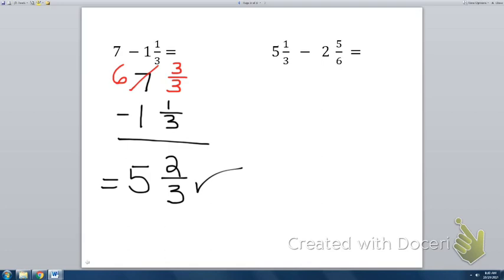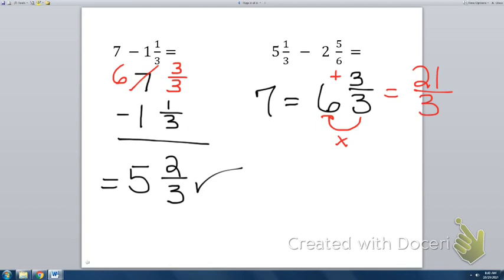In this case, we didn't have an existing fraction on top to boost. All we did was borrow 1, and we made it a mixed number. We essentially took 7, and we made it 6 3/3. And if you're asking yourself, is that legitimate? Yes. Let's convert it back. We know how to do that. We can convert any mixed number to a fraction by multiplying 6 times 3 and then adding 3. So 6 times 3 is 18, and 18 plus 3 is 21 over the denominator.